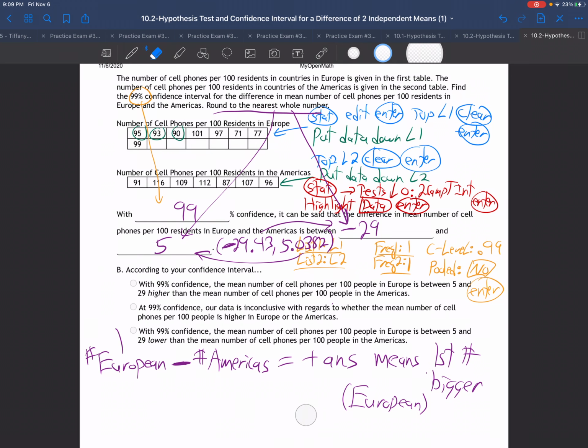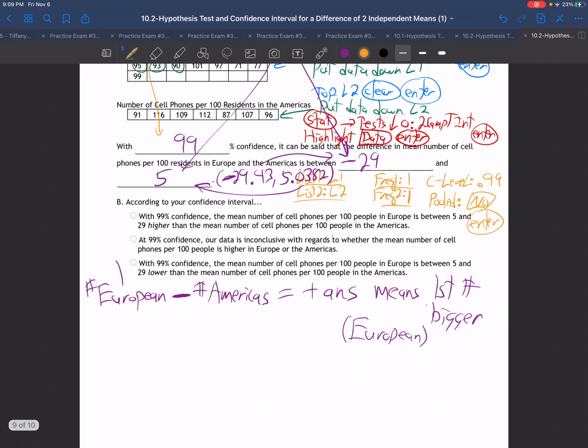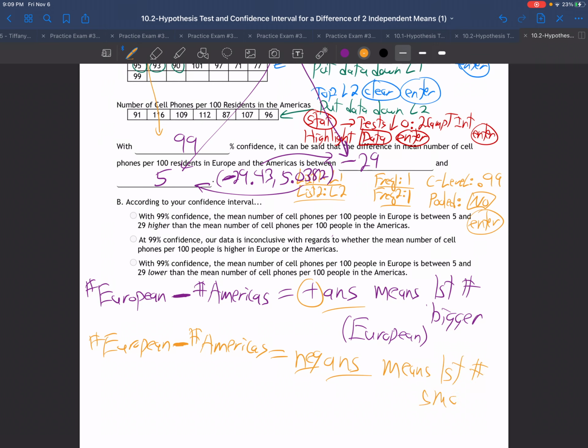All right. And then second option, if you subtract two things, we're taking the number of cell phones of European minus the number of cell phones on average per 100 in Americas, and if you get a negative answer, I'll just write negative. If you get a negative answer, what does that mean? That means the first number must be smaller, right? So here, let me go back and fill this in.